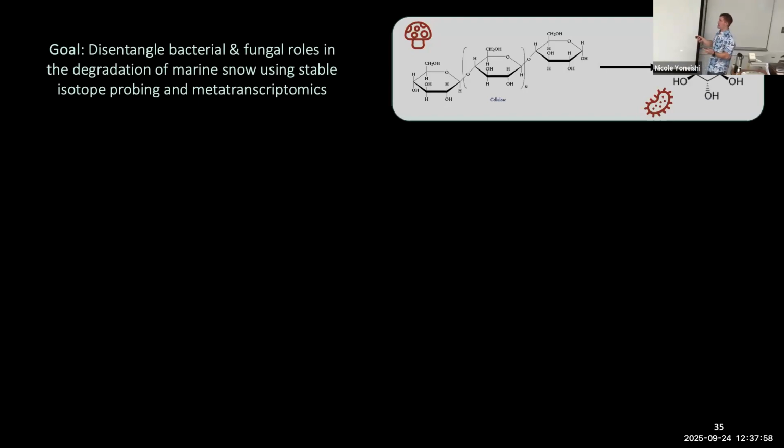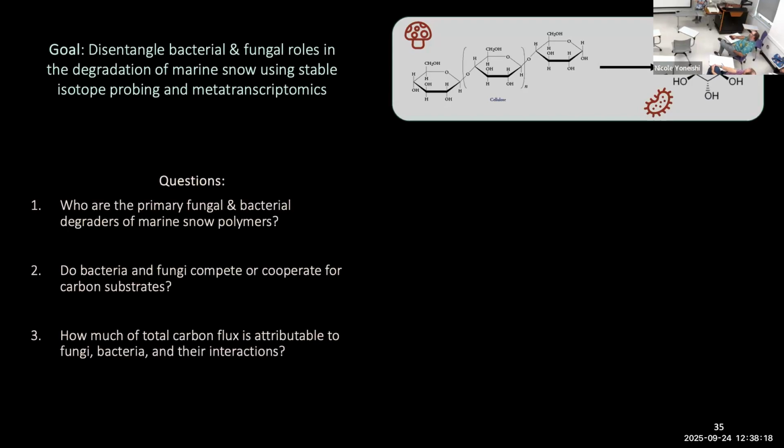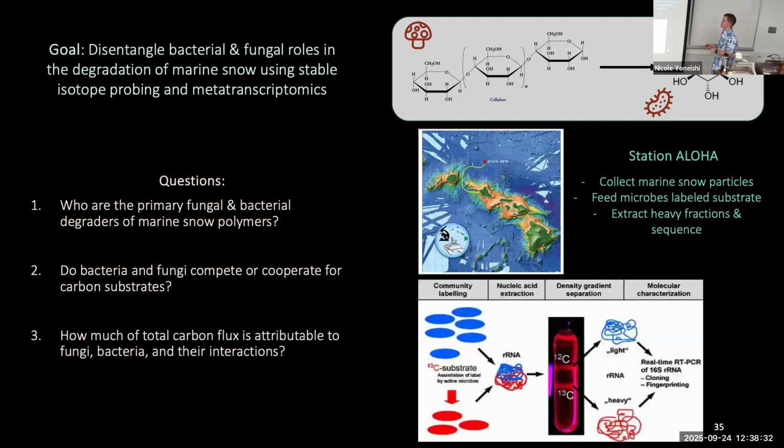We do know that on land, in terrestrial systems, fungi are responsible for taking these big, robust, hard to degrade things like cellulose and converting them to smaller, easier to eat things that bacteria then eat, right? So our goal here is to disentangle these bacterial and fungal roles in the degradation of marine snow using something called stable isotope probing and metatranscriptomics. Main questions are who the primary fungal and bacterial degraders are of these polymers. Do bacteria and fungi compete or cooperate for these substrates? And how much of total flux can we attribute to these different compartments?